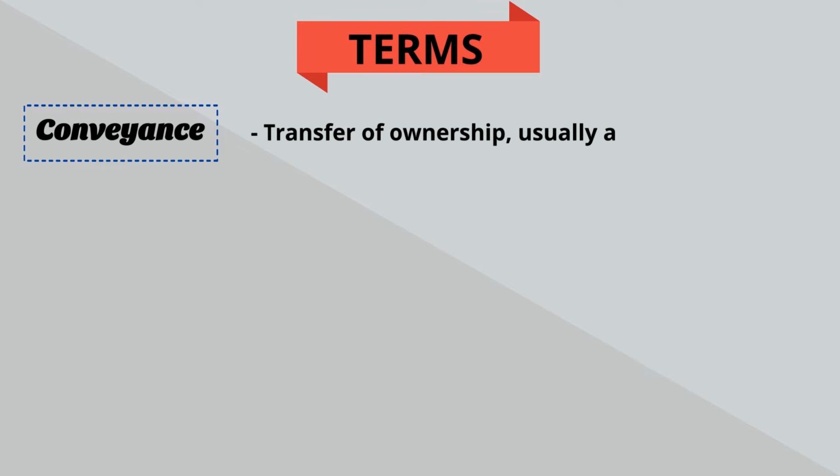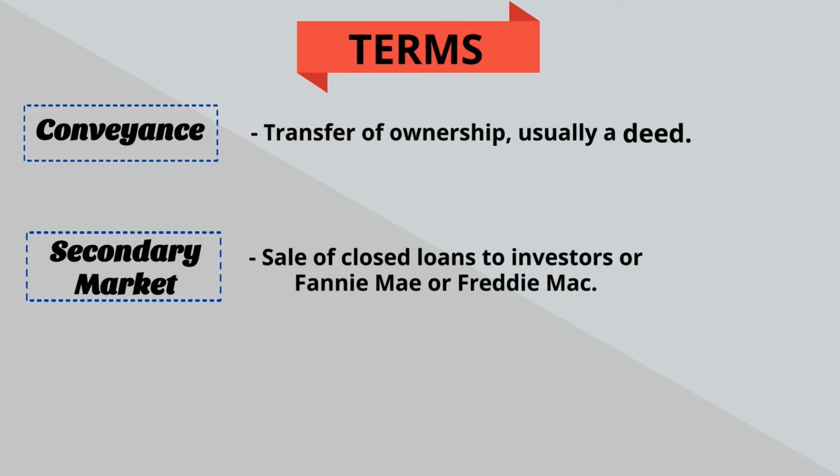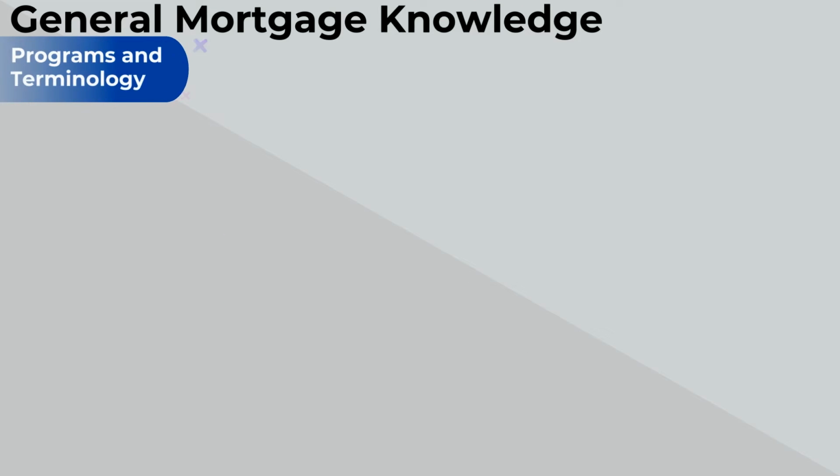Conveyance. Transfer of ownership, usually through a deed. Secondary market. Sale of closed loans to investors or Fannie Mae or Freddie Mac. Assumable loan, allowing the buyer of a home to take over the existing mortgage. Fannie Mae and Freddie Mac do not allow assumptions. FHA and VA will if the new buyer is approved by the lender. General mortgage knowledge, programs, and terminology.